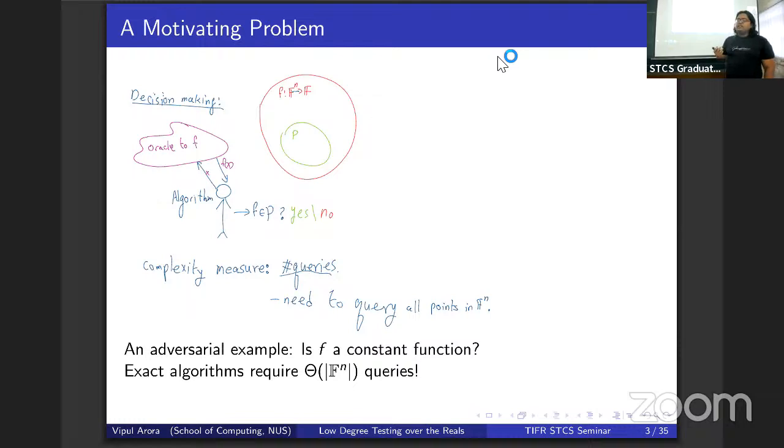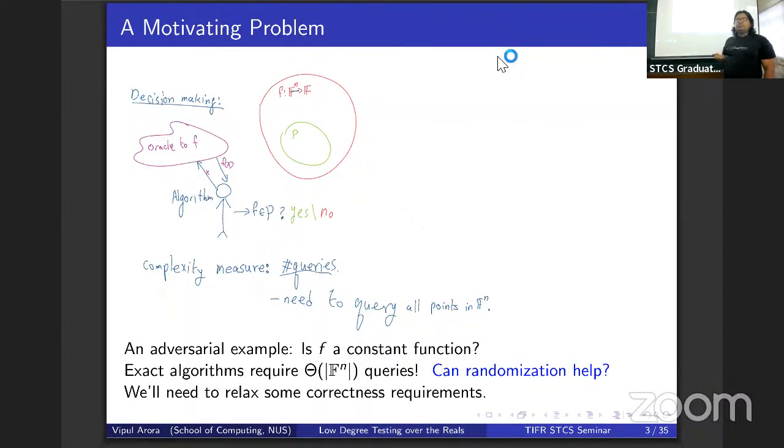The complexity measure that you want to optimize is the number of queries you need to send to the oracle. And there are adversarial examples where just to decide this question, you may need to spend a lot of queries. Just an example is f a constant function. The adversary may just tweak f on one point, and to detect that one point, you need f on all values in the domain. This is a bit too much for our liking. So the question is, to reduce this query complexity, can randomization help? The answer is yes. But to do that, we need to relax the correctness requirements on our algorithm.